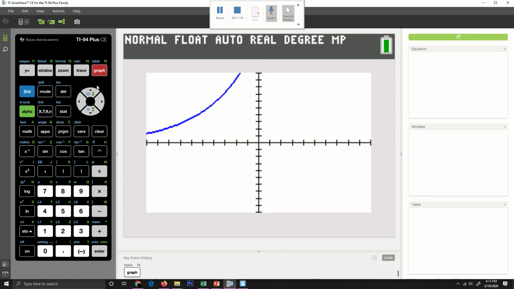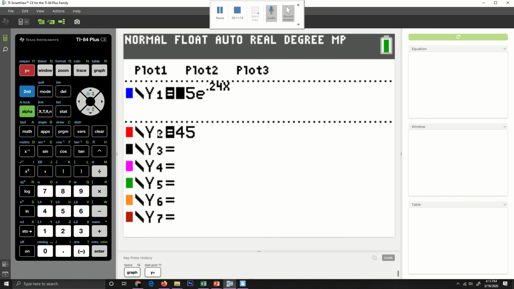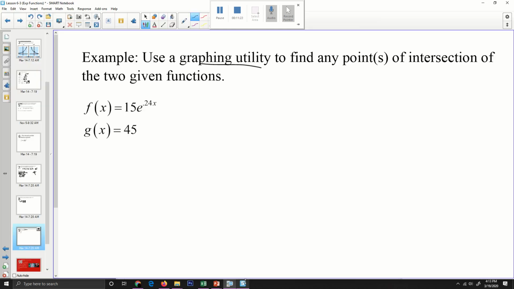We see that. Okay. So we have two graphs here. This first one, we know has to look like this because it's an exponential. Because that leading value there, that a value, we know that has to be 15. This thing is a horizontal line at y equals 45. So if this is 15, 45 is way up here. So we know that we're going to have an intersection point somewhere way over there up high.